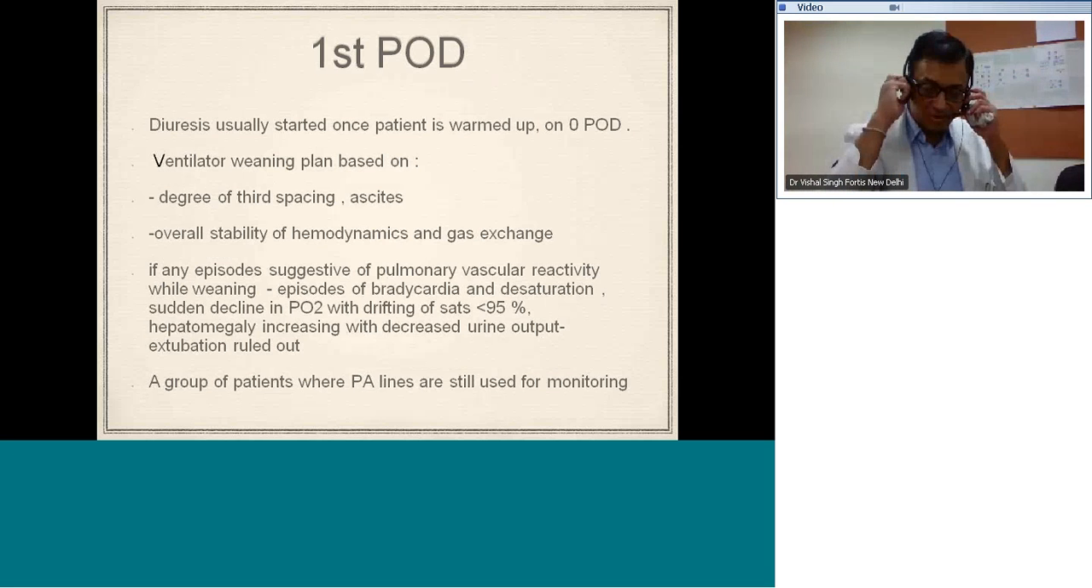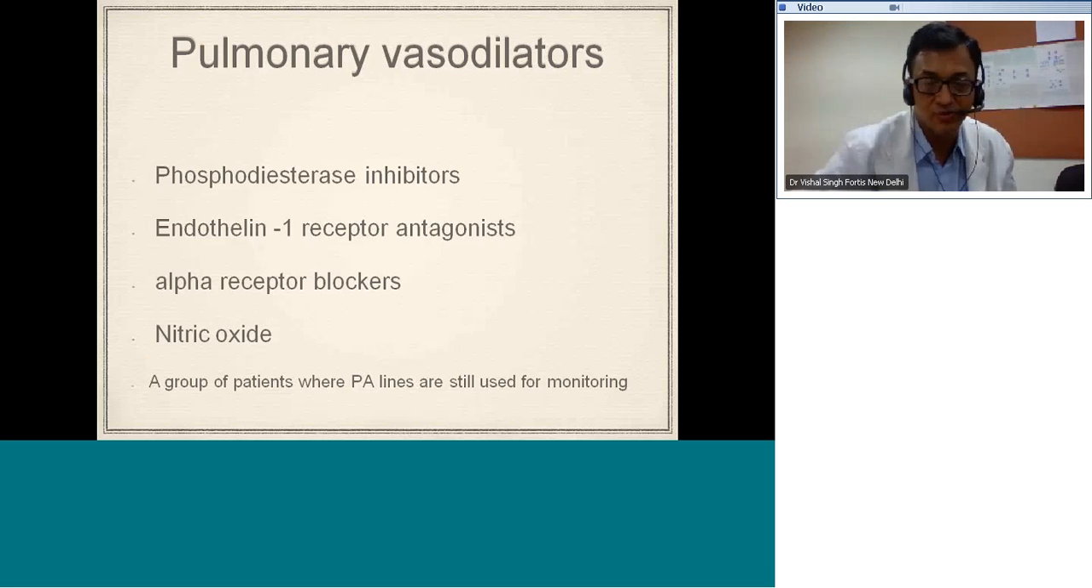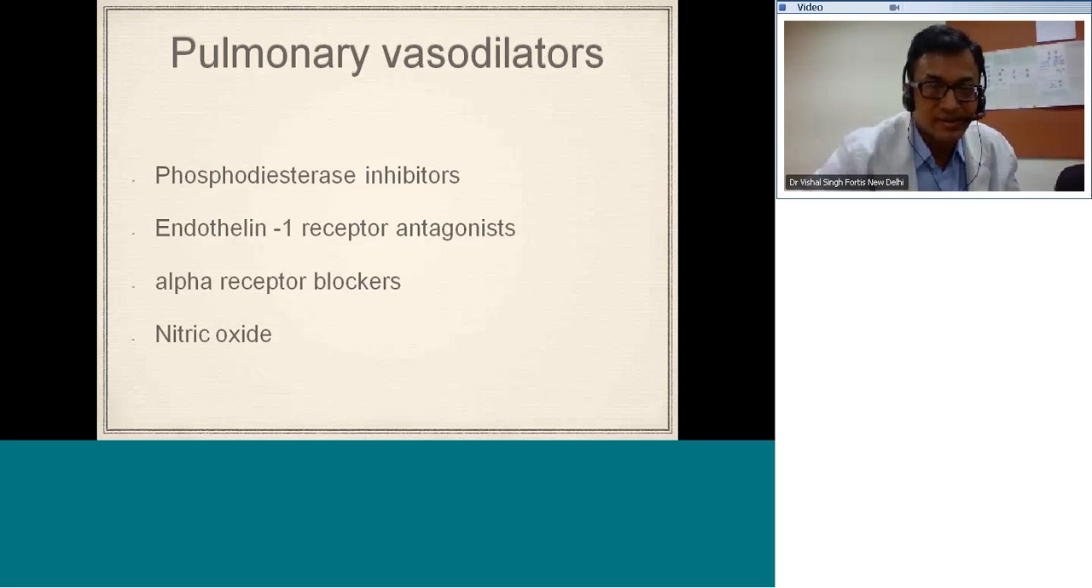And the 48 hours post-extubation are equally important. This is a group of patients where, again as I said previously, a PA line is put handsomely and very regularly by the surgeons. At least our surgeon puts PA lines for all the AV canals that we do, especially in children beyond the age of 3 months, definitely all the AV canals.